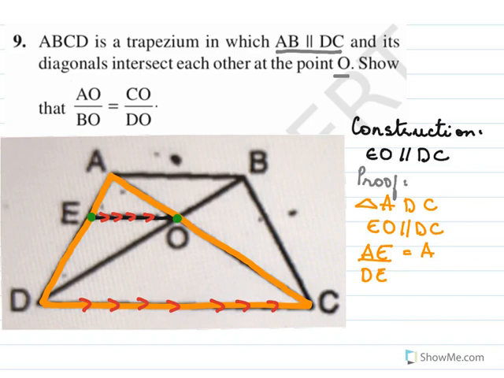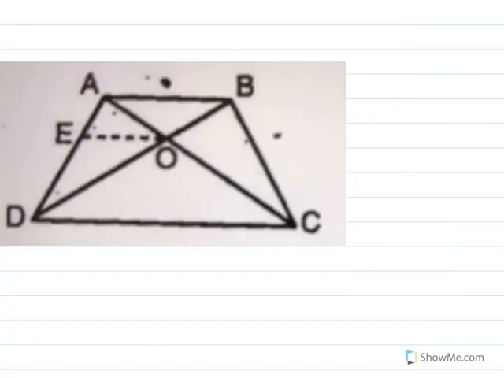So AE over DE equal to AO over OC. Equation 1 by BPT. Now for the second part, we saw that EO was parallel to DC, and because it's a trapezium, DC is also parallel to AB. So now we can say EO is parallel to AB.